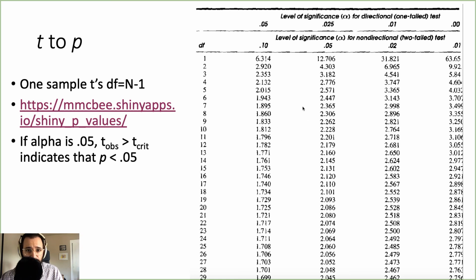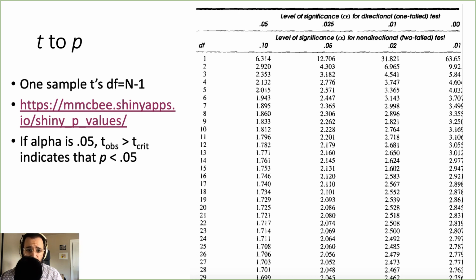You use that to look up the critical t-value, and then you compare that critical t-value to the t-value that you've calculated, which we call your observed t-value. If your t observed is larger than the t critical listed at your level of degrees of freedom and your test directionality, that indicates that the p-value is lower than that alpha level. So it's less than 0.05.